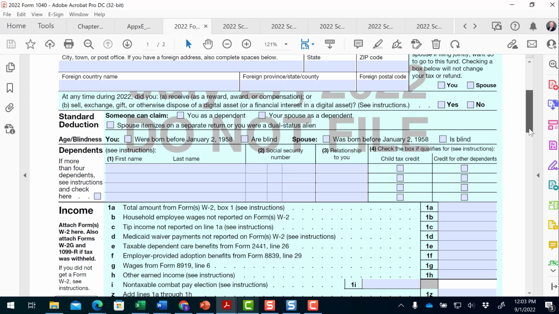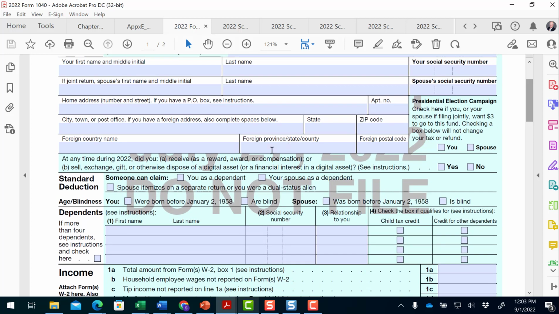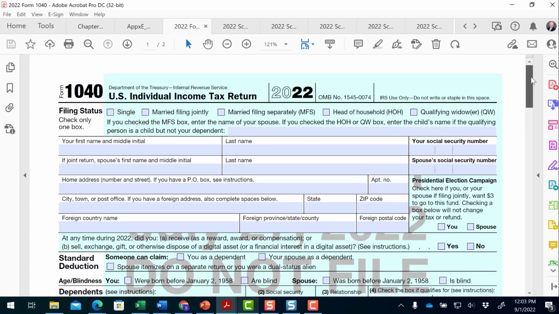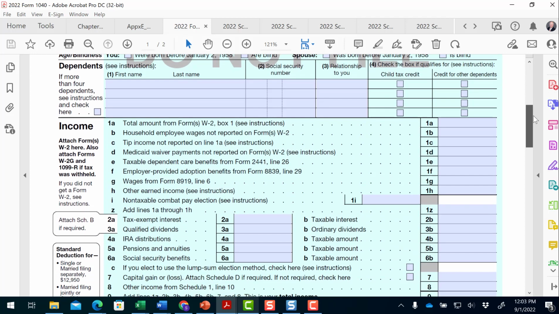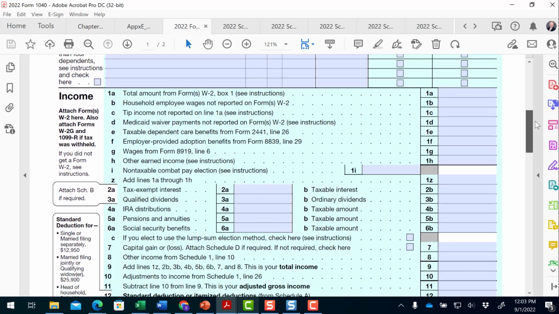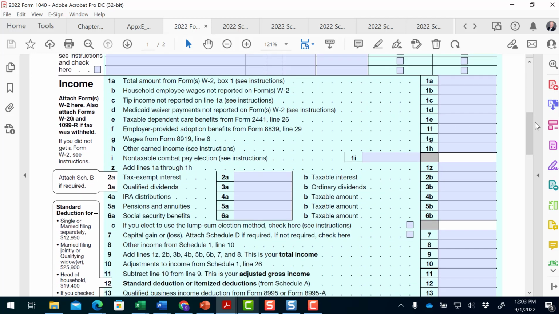And notice that there's a big old draft stamp on these forms. We're looking at 2022s. They're not going to be released formally probably until either late December or January. But they do provide draft forms early. This one was probably cranked out in July or August.